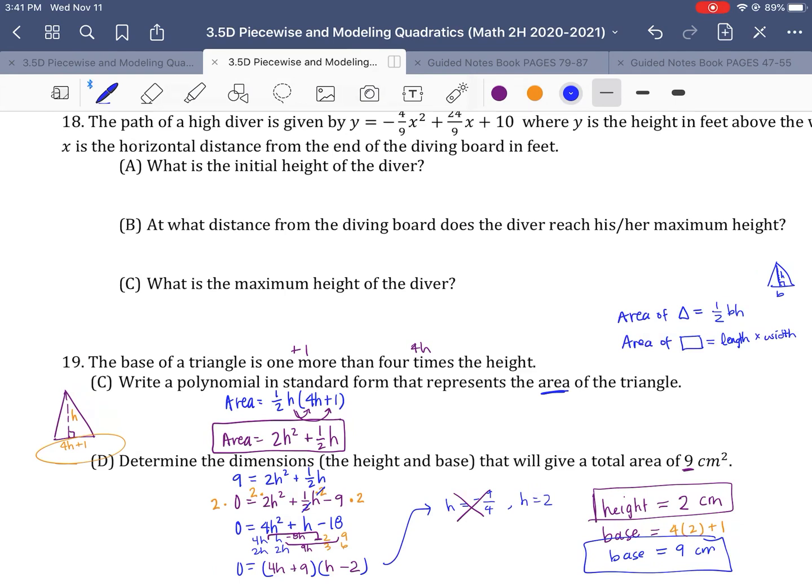If you were setting up the polynomial and it asked you to find the maximum area, again, when it uses that word max or min, that takes us back to using that vertex instead of solving and finding the solutions. Okay?